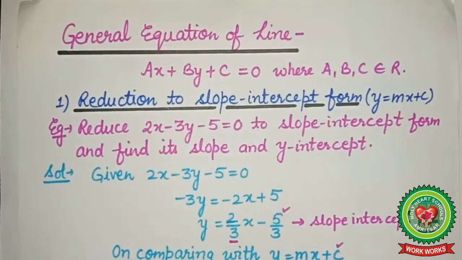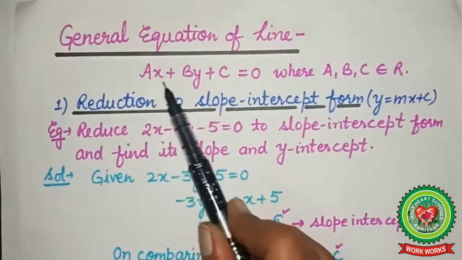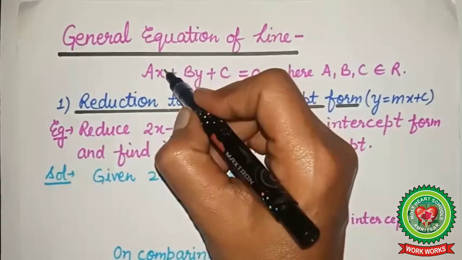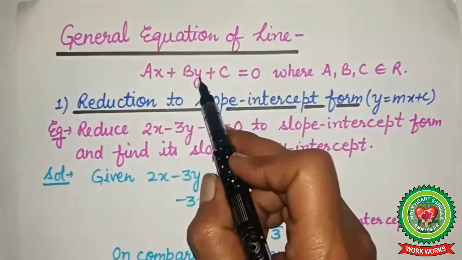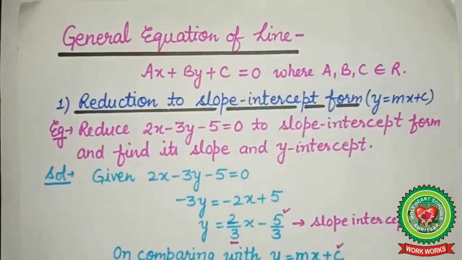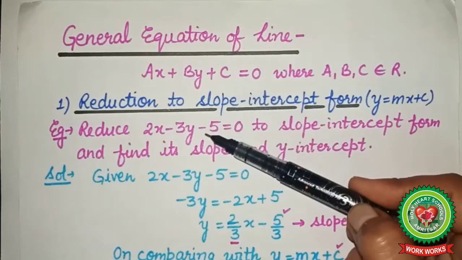As we have done, there are various forms of equations of line. Today we will study about its general equation. It means one equation from which we can identify that it is the equation of line. So it is ax plus by plus c is equal to 0. Coefficient of x is a and coefficient of y is b and constant term is denoted with c. So here a, b, c are real numbers. Now if the general equation is given, we can reduce it into any form.